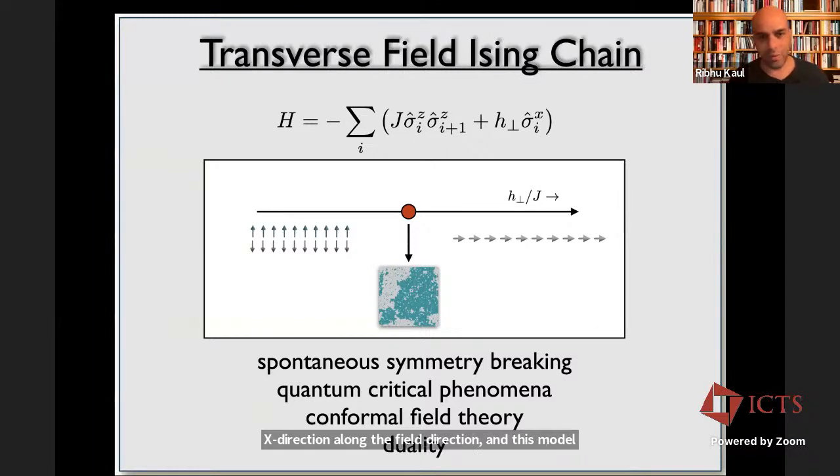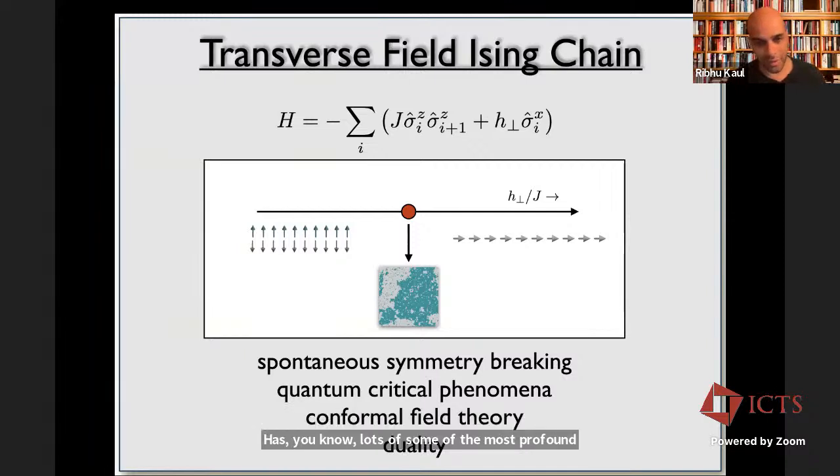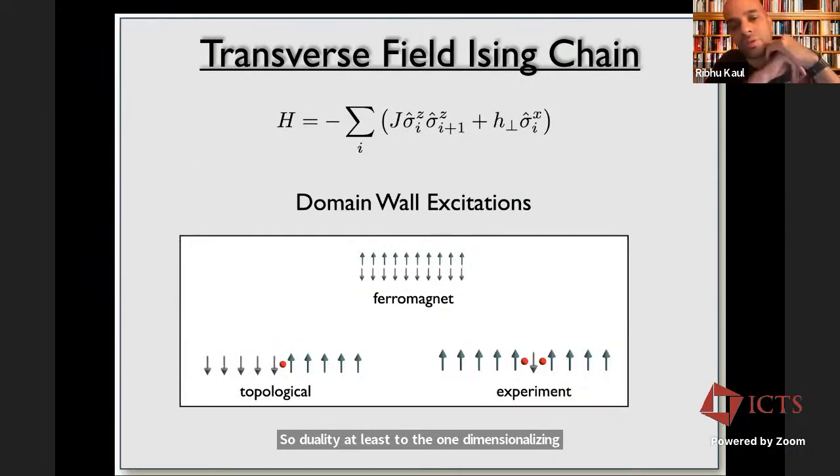And this model is very profound. Surprisingly, it has some of the most profound physics of the 20th century: the phenomena of spontaneous symmetry breaking, the idea of quantum critical phenomena, conformal field theory, duality, and these are just a few things. Actually, some of this is special, like the idea of self-duality, at least in the one-dimensional Ising model. A very important role in this talk is going to be played by domain wall excitations.